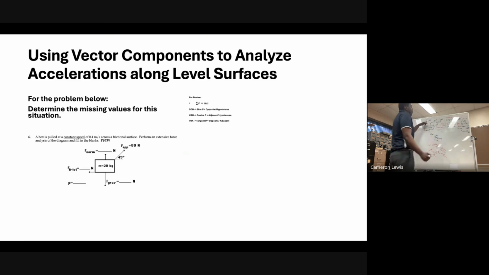Now I can figure out my coefficient of friction, right? Because I know that my friction is 56.6 newtons, and then my normal force is 139.4. What is 56.6 divided by 139.4? 0.41. 0.41 is my coefficient of friction.